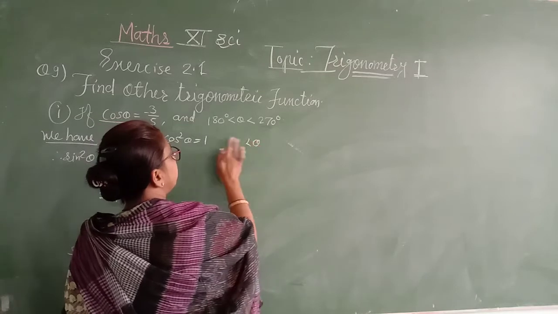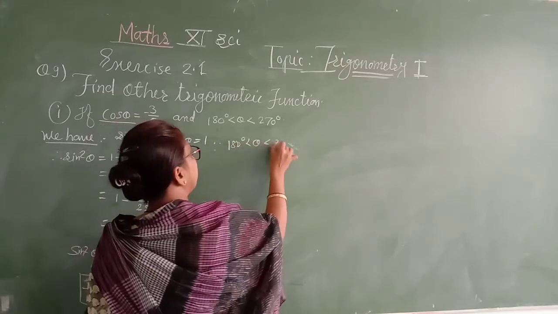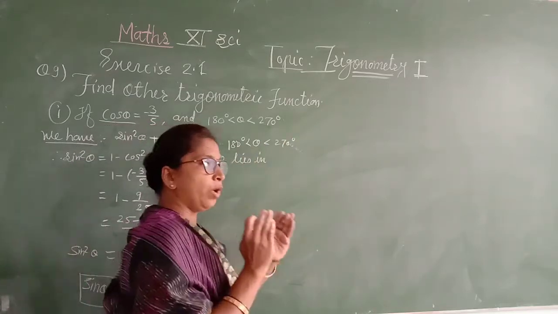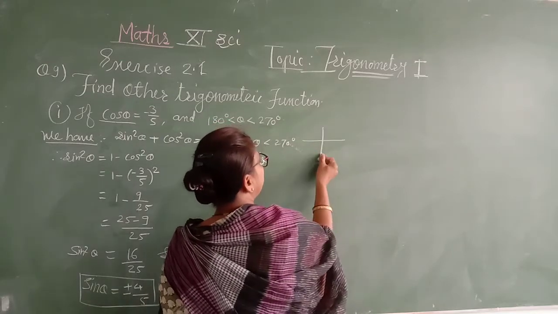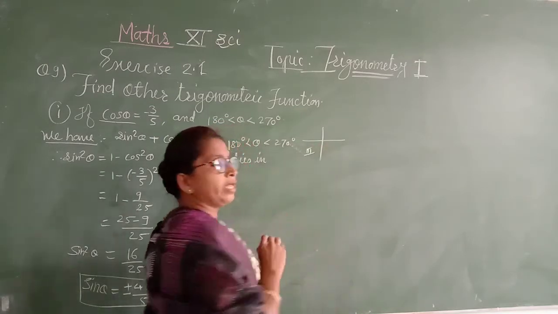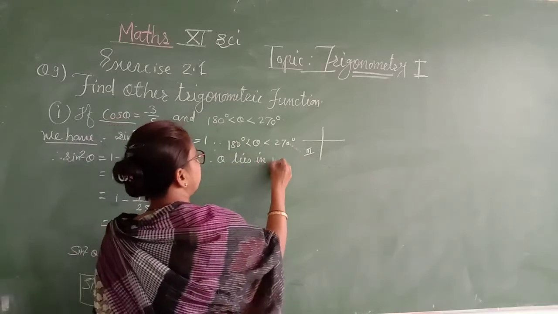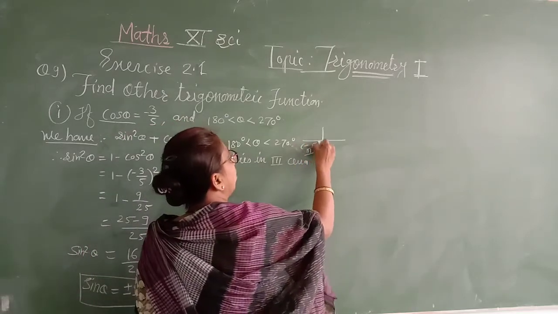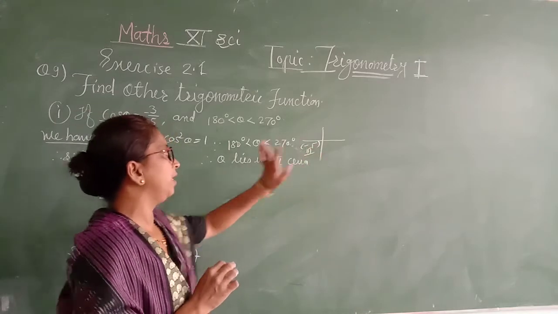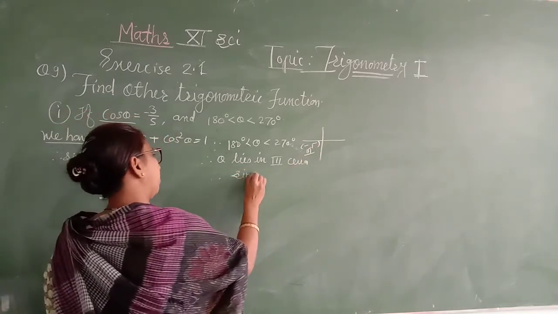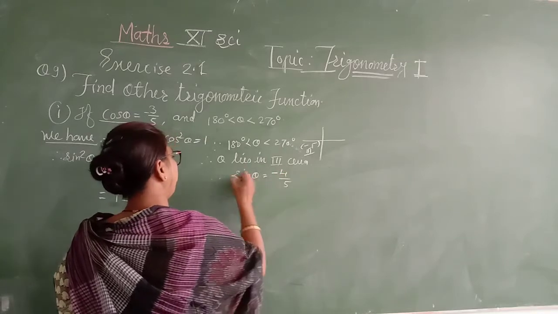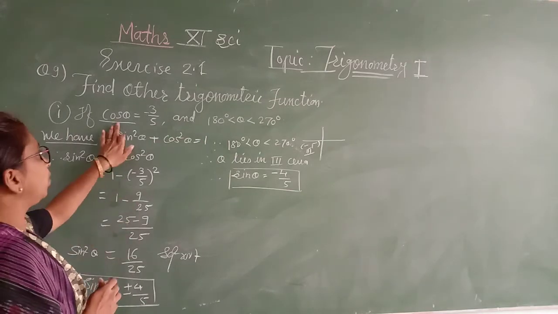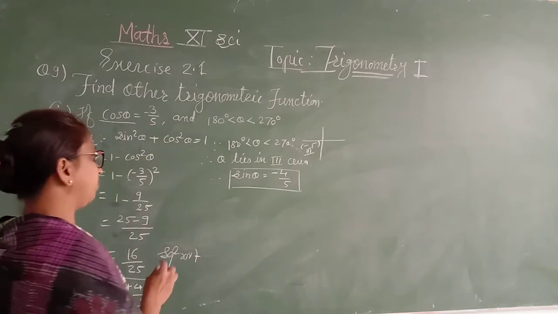Since theta is greater than 180 degrees, less than 270 degrees, therefore theta lies in the third quadrant. And in third quadrant, sine and cos both are negative. Therefore we will take the value of sine theta minus 4 by 5. We get sine theta is equal to minus 4 by 5. And cos theta already given minus 3 by 5.